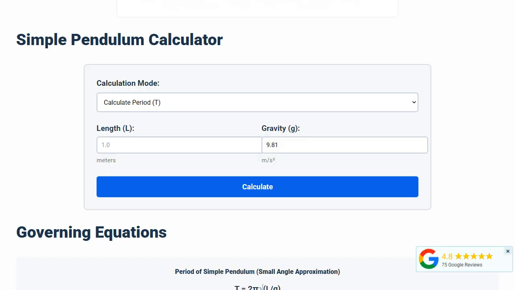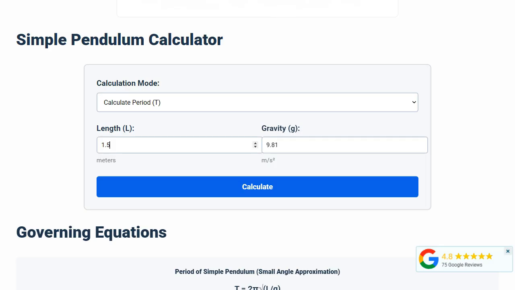To use this calculator, you'll need to enter the known values for your pendulum problem. Start by entering the pendulum length in meters. For example, let's use 1.5 meters. Next, input the gravitational acceleration. On Earth, this is typically 9.81 meters per second squared. You can also specify the angle of release if needed.